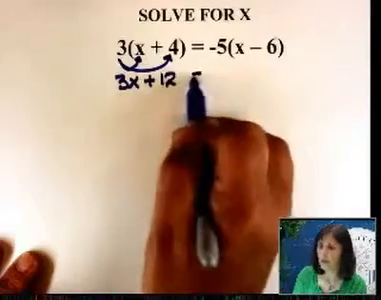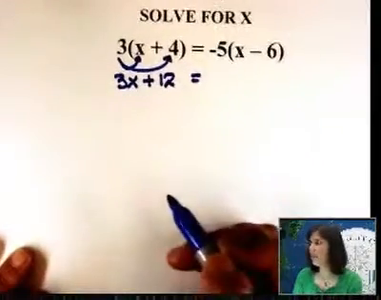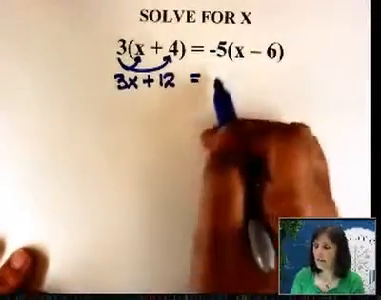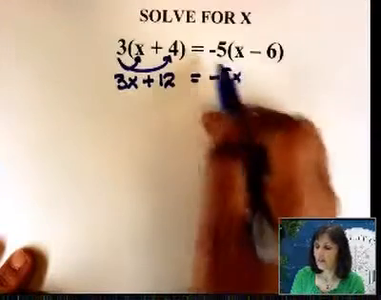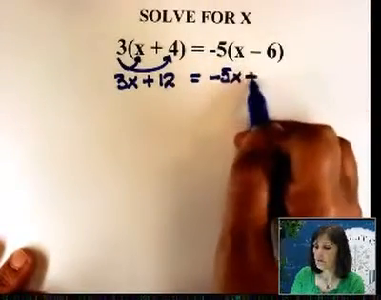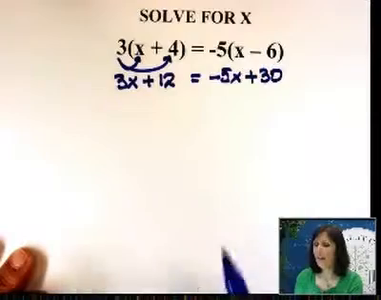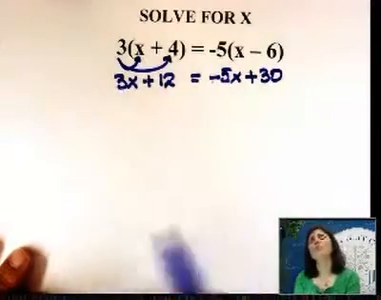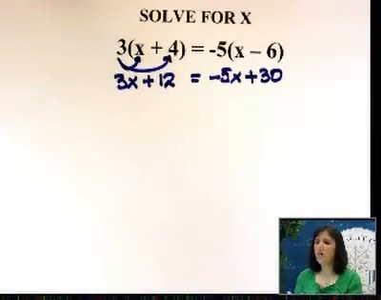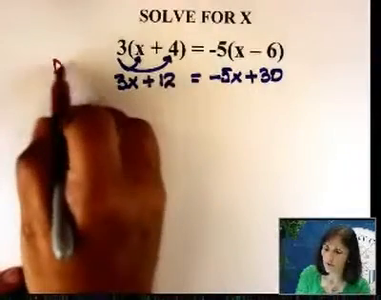Always remember to multiply the second one as well. Negative 5 times x, negative 5x. Negative 5 times negative 6, that's 30. All right? I have 3 and 5. I always move things to the positive side. So all I did was just use the distributive property here.